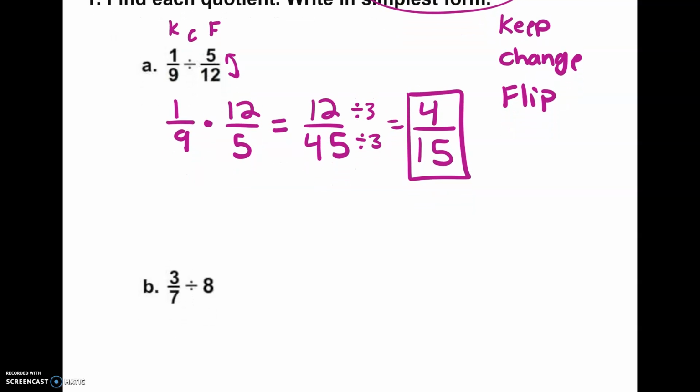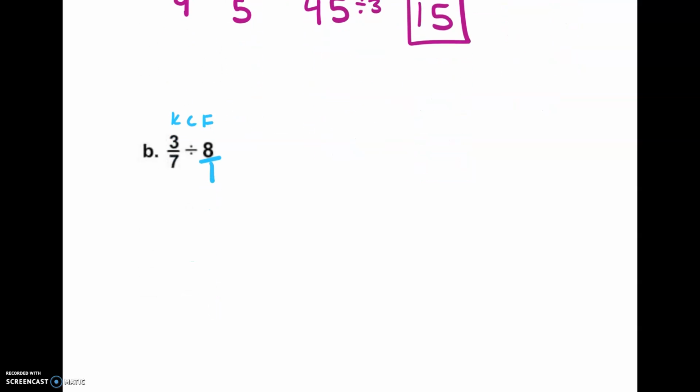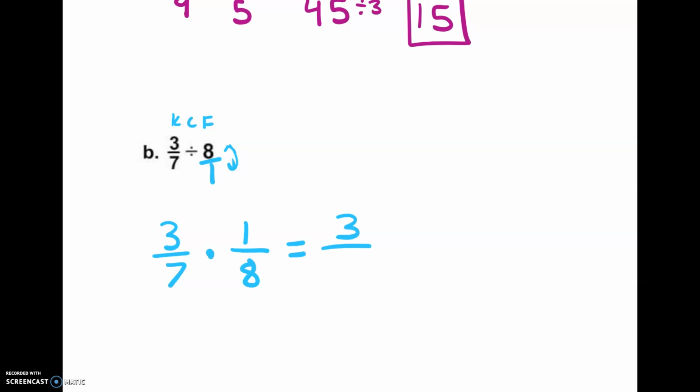Number B. So you can see, right, 8, we got to make it a fraction by making it over 1. Then we're going to do our same process. So keep, change, flip. Okay, so keep 3/7 the same. Division changes to multiplication. And then flip this guy over. So now it's 1 over 8. And multiply straight across. 3 times 1 is 3. 7 times 8 is 56. And they don't have any common factors, so you're finished.